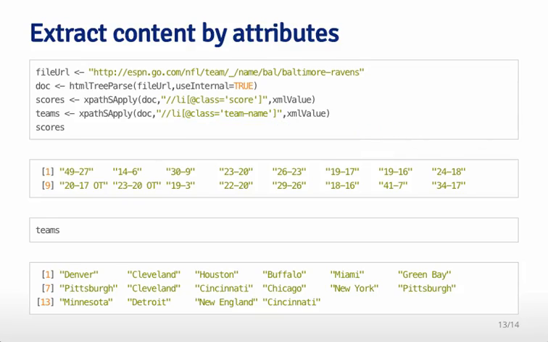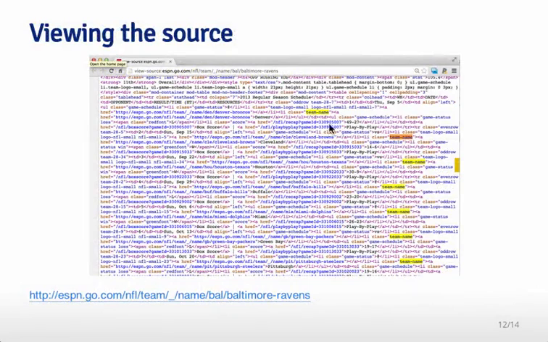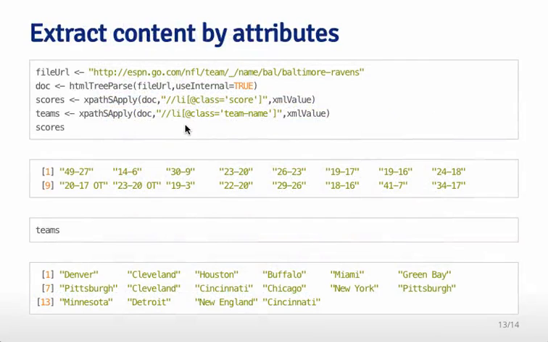So the way this works is you go to the website and you find the tag and any attributes that you want to extract, and then you write them into this XPath language to extract only the data for those specific elements with XPath sapply. If I do this, I end up with the scores for each of the games and the team. So I've scraped information directly from that website using R.